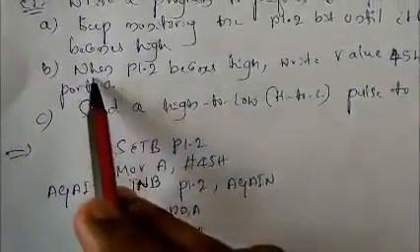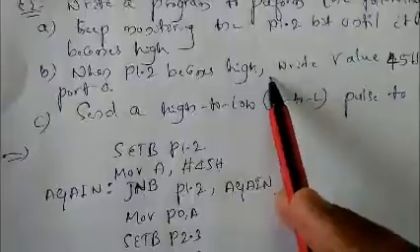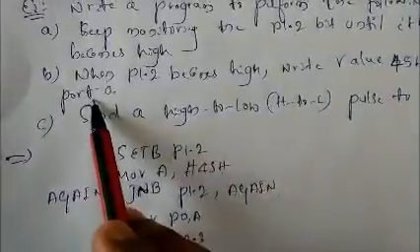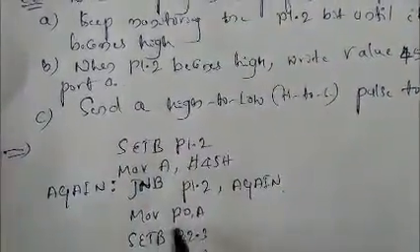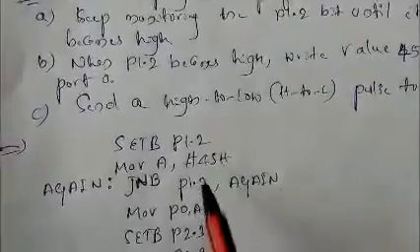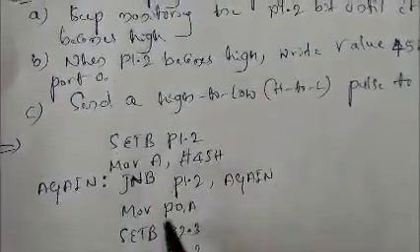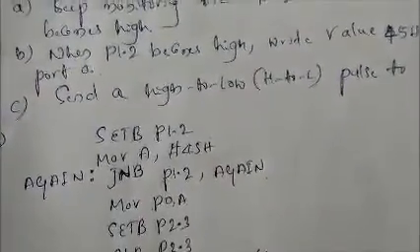So what is the second condition? When P1.2 becomes high, write value 45 to port 0. So next, what will happen? MOV P0, A. What is the value of A? 45H. So this one is moving to the P0 port.